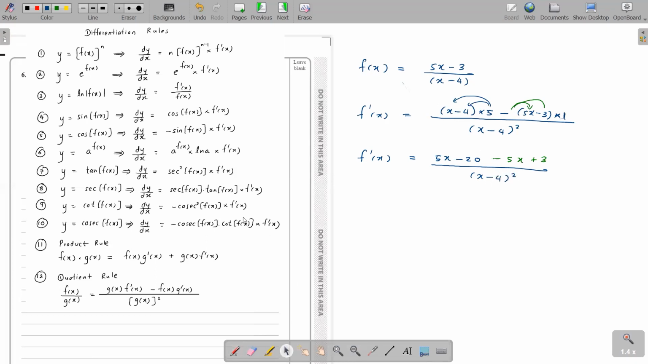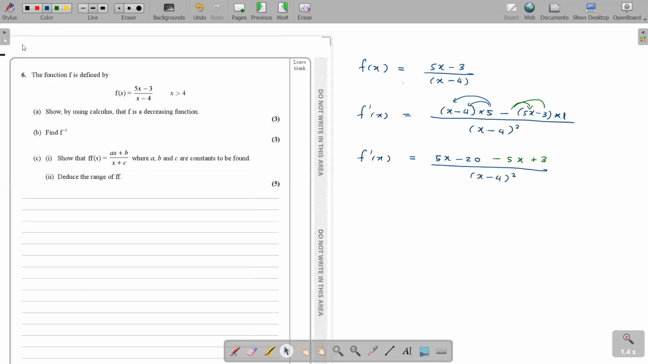Are you with me? Let me remove these rules. So then what do we get here? f dash x equals 5x minus 5x will cancel out. Minus 20 plus 3 is minus 17. Minus 17 over x minus 4 square. Okay, now look at this. Now, we need to show by calculus, that is by differentiation, that f is a decreasing function.